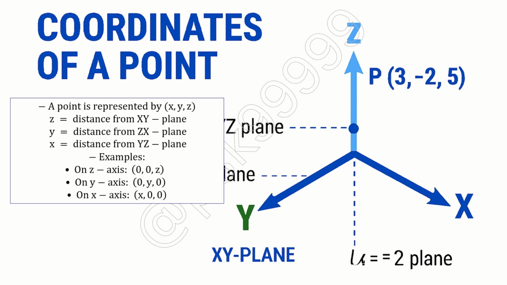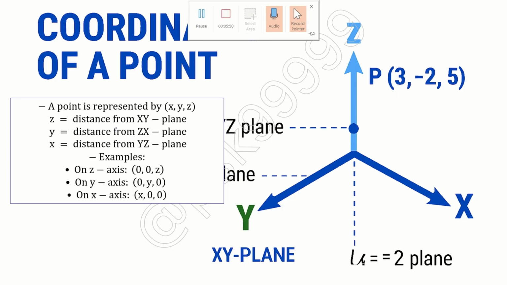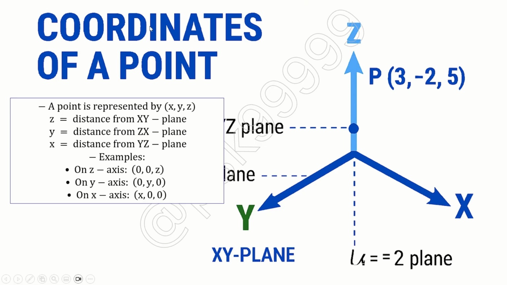Okay. Next. So this is what I'm explaining. Z is the distance from the XY plane. This is the important thing here. If I give you a point in three-dimensional space, A comma B comma C or x comma y comma z, then z is the distance from the whole XY plane. X comma y is the point on the XY plane, so z tells you how high or how low the point is from the XY plane.